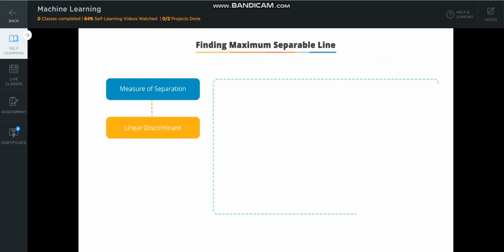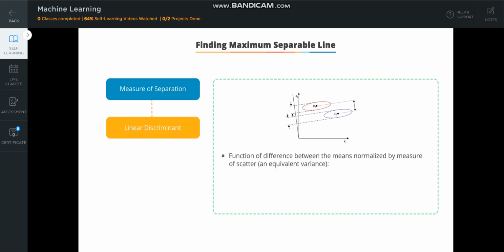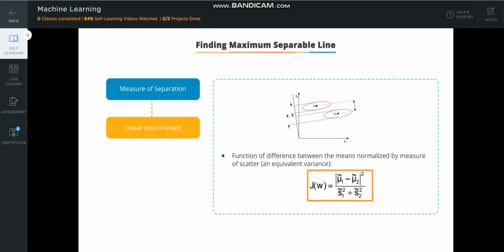The solution proposed by Fisher is to maximize a function that represents the difference between the means, normalized by a measure of the within-class variability, or the so-called scatter. For each class, we define the scatter, an equivalent of the variance, as the sum of square differences between the projected samples and their class mean. Si squared measures the variability within class wi after projecting it on the y space.